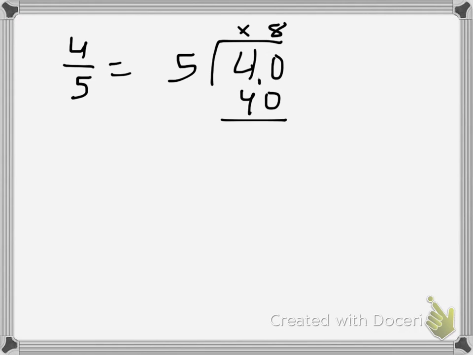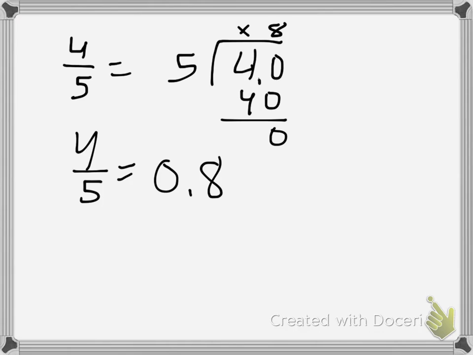Alright, here's another one. What about 4/5? Well, what is our top dog number? That's the 4. That is going to go in the house, and that's being divided by our other number, the 5. 5 does not go into 4, so I need to add a decimal point and add my 0. Does 5 go into 40? Yes, it does. It goes in 8 times. 8 times 5 is 40. We subtract. Nothing left over, so 4/5 is equal to 8/10.